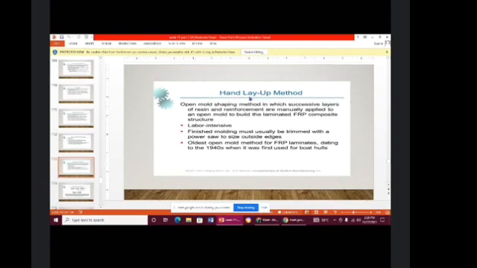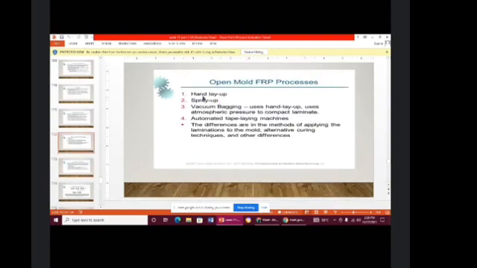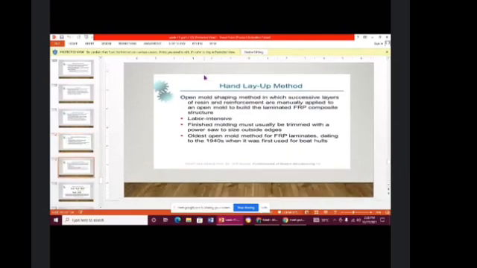Next is the hand layup method. This is an open mold shaping method in which successive layers of resin and reinforcement are manually applied to an open mold to build the laminated FRP composite structures.